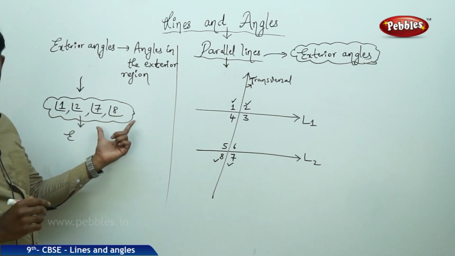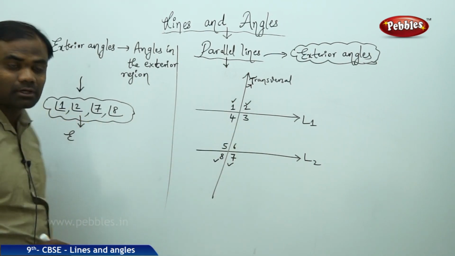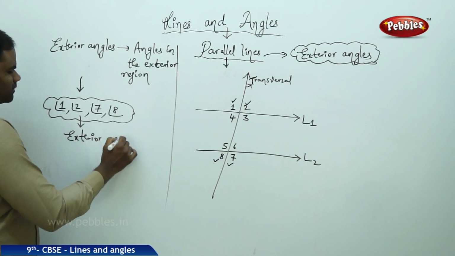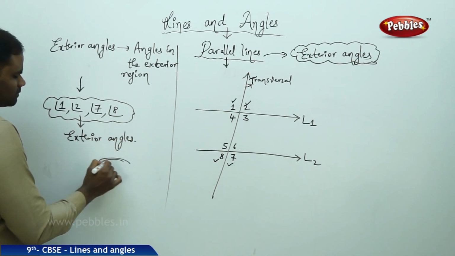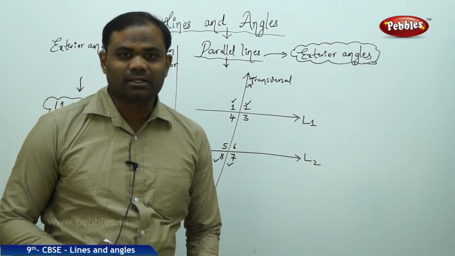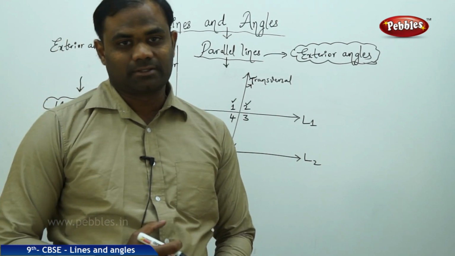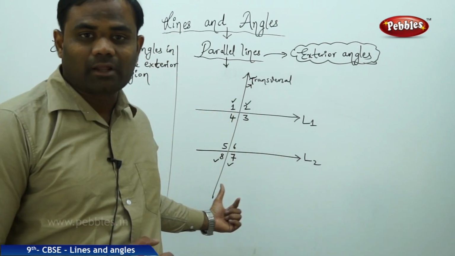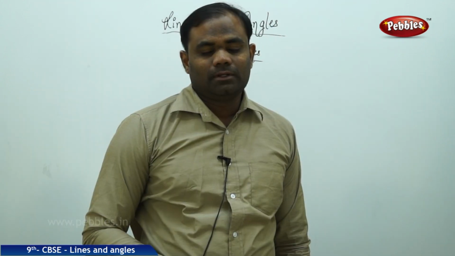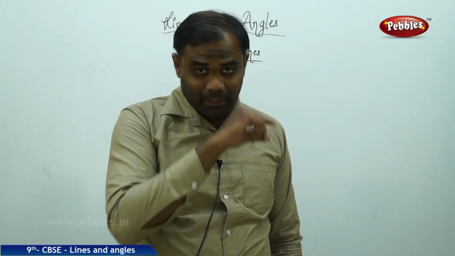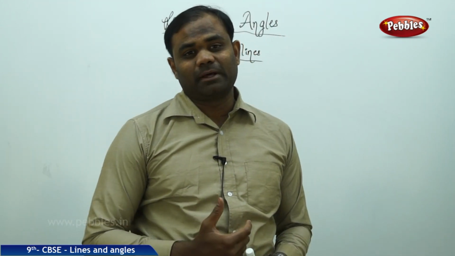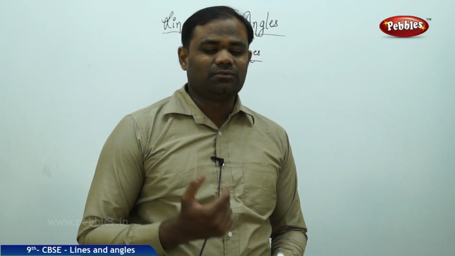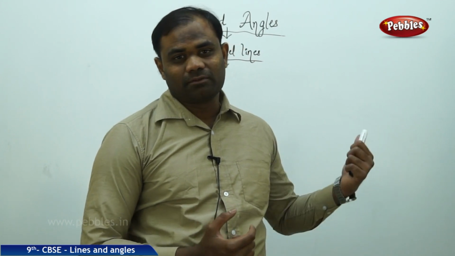So here these 4 angles being in the exterior region are called exterior angles. Exterior angles in the pair of parallel lines: angle 1, angle 2, angle 7 and angle 8. Now that we have discussed interior and exterior angles in the pair of parallel lines, now comes the corresponding angles. So let's see what are corresponding angles in the pair of parallel lines.